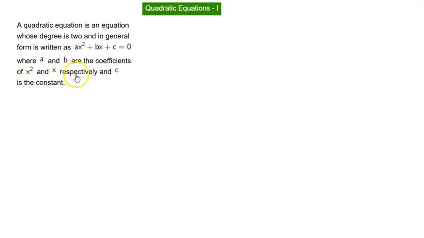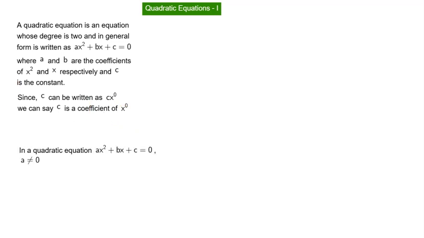Let us look at quadratic equations in more detail. A quadratic equation is an equation whose degree is 2 and in general form is written as ax square plus bx plus c equal to 0, where a and b are the coefficients of x square and x respectively, and c is the constant. Since c can be written as c x to the power of 0, we can say c is a coefficient of x to the power of 0.